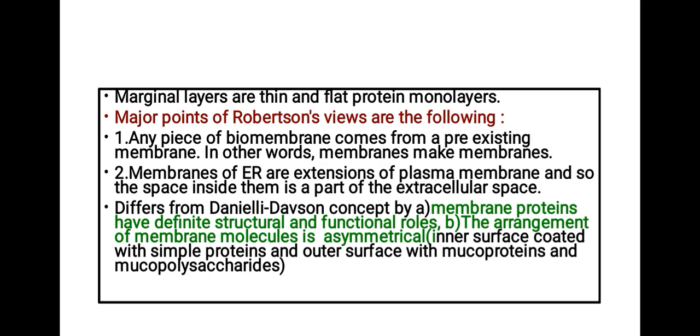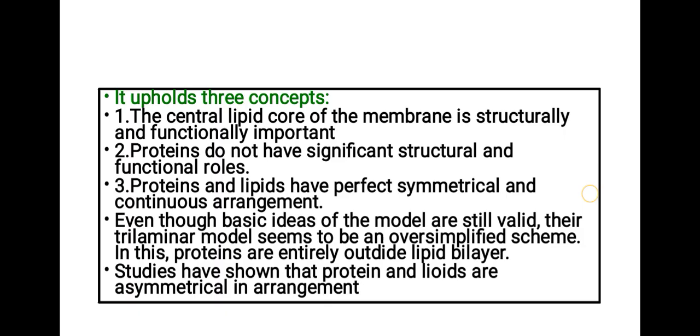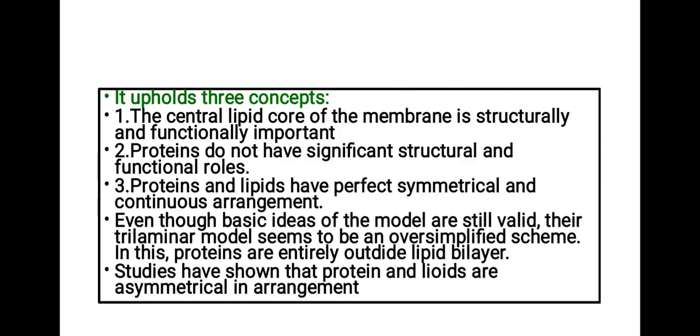lipid bilayer. Studies have shown that lipids and proteins are asymmetrical in arrangement. Extracellular medium is there, outer protein layer is there, hydrophilic heads of lipids, hydrophobic tails of lipids, intracellular cytosol, inner protein layer: unit membrane model of plasma membrane. Why is it called the unit membrane? All biological membranes have the same trilaminar structure of approximately 0.5 angstrom thickness. That's why it's termed unit membrane.